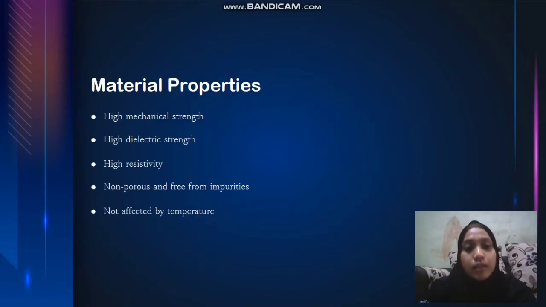For material properties, we choose a high mechanical strength property so it can carry the tension and weight of the conductors. Next, we choose high dielectric material to prevent a maximum voltage that can cause breakdown. High resistivity to prevent the flow of leakage current from conductor to earth. Material with non-porous and free from impurities. Lastly, material that is not affected by the temperature.